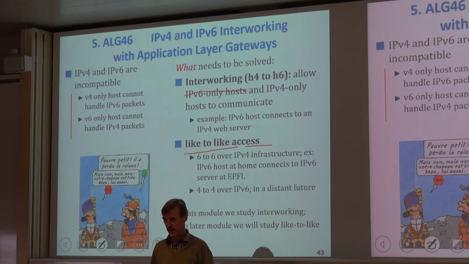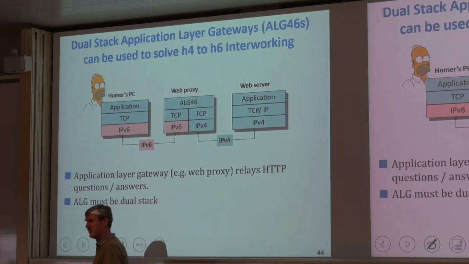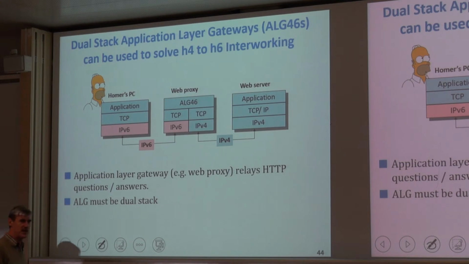In this hour, now we will study only the beginning of this problem, and next week we will talk about the other problem. Well, there is a very easy solution. Easy, but against the principle of the internet. It's called the application layer gateway.